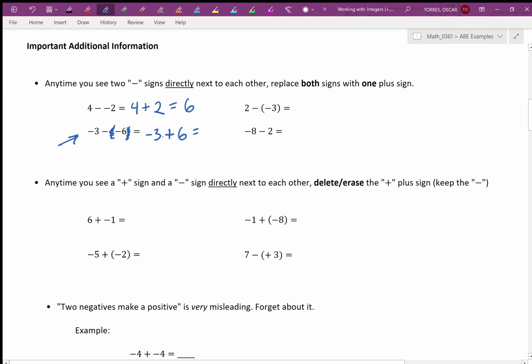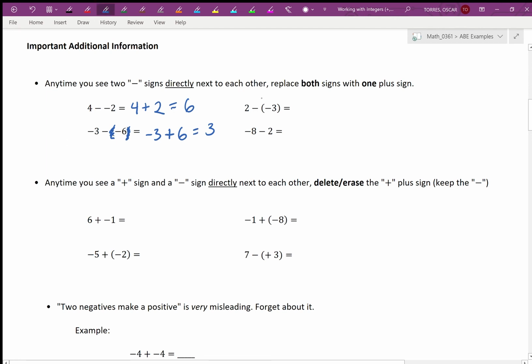So this is my new problem, and now I just need to follow the rules that I had mentioned earlier. These two have different signs, which means we're going to subtract the two numbers. So 6 minus 3, and that would be a 3. Because we're adding or subtracting, we want to look at the larger value. The larger value is the 6, and the 6 is positive, so our answer needs to be positive. So it would be left alone. Our answer would be just positive 3.